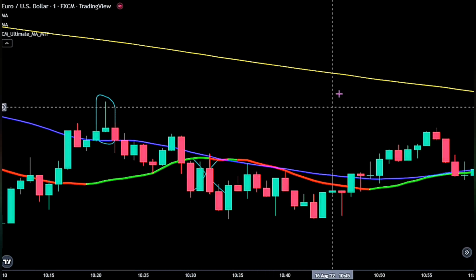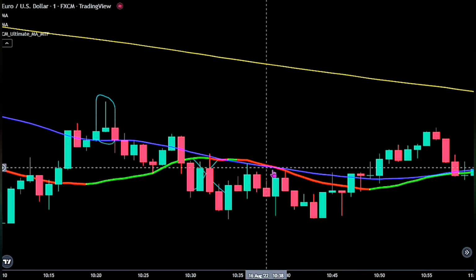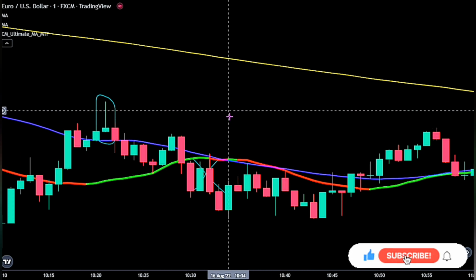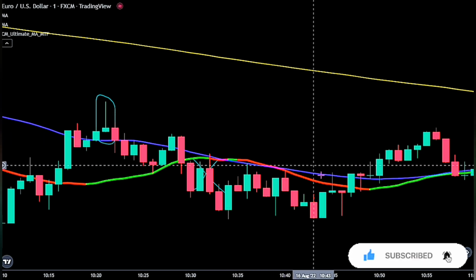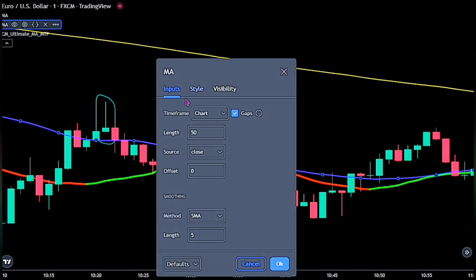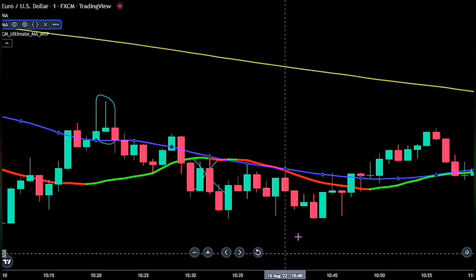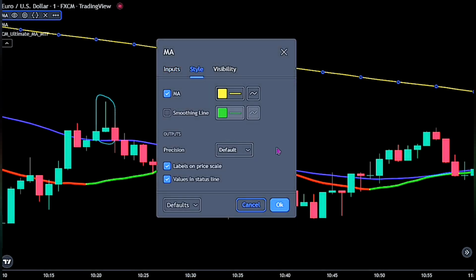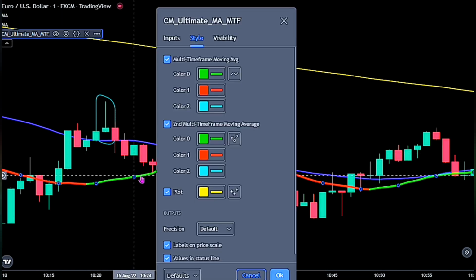Now let me show you the settings we are using for this strategy, before we go on to how we take a valid long entry, and also more errors you should avoid when using this strategy. For the blue moving average, these are the settings. For the yellow moving average, these are the settings. And the last indicator on the strategy, these are the settings.